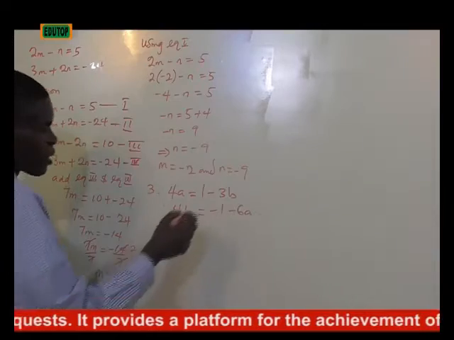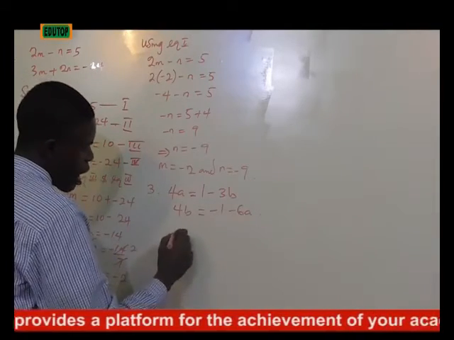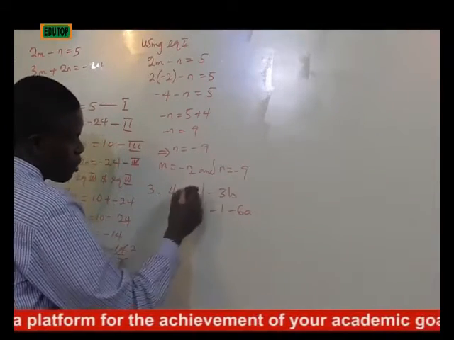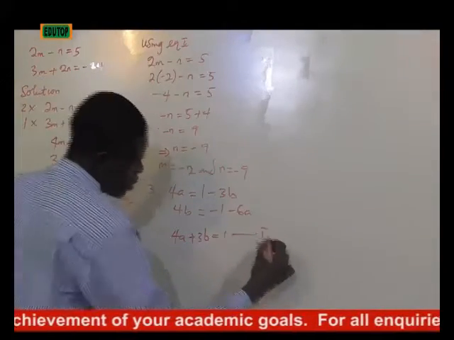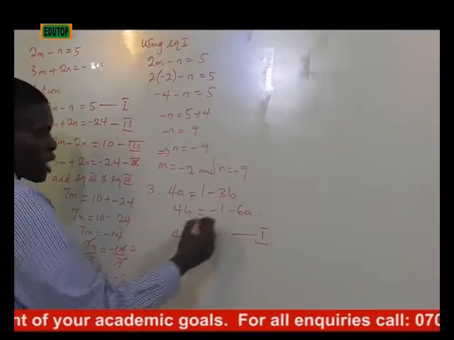By normalizing this, I bring this to the other side. So I have 4a. When this one comes to the other side, it becomes plus 3b equals 1. So I have normalized this, equation 1. These two, I try to normalize this.